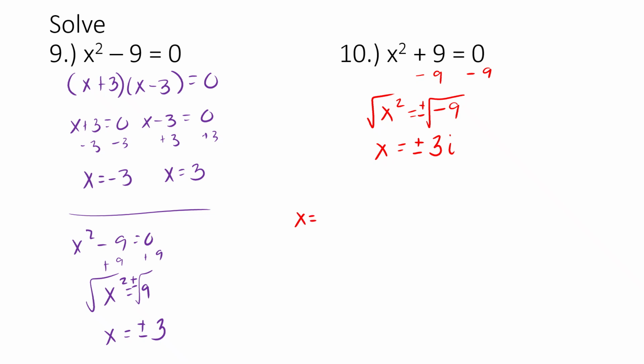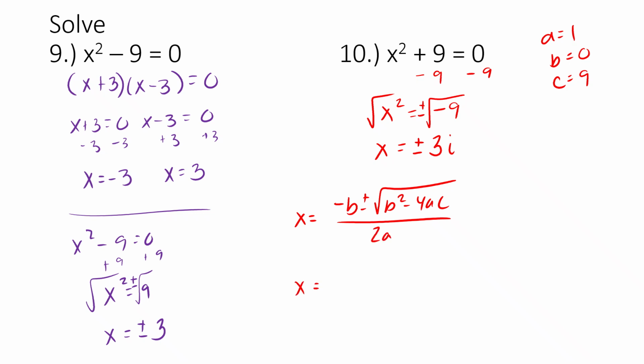Now, if you wanted to use the quadratic formula, your a value is 1, your b value is 0, and your c value is 9. So you could throw that in. Okay, so here we go. The opposite of 0 is 0. Love that. 0 squared minus 4 times 1 times 9, all over 2 times 1.